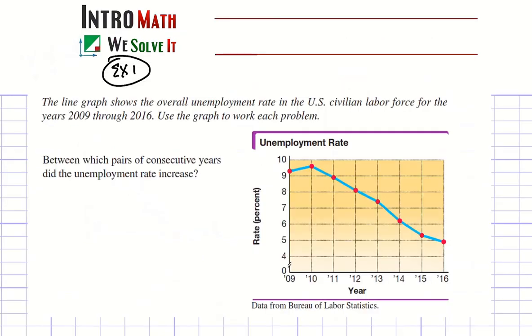Alright, here is our first problem. We'll have I think 4 of them, exactly with the same graph. It says the line graph shows the overall unemployment rate in the U.S. civilian labor force for the years 2009 through 2016. Use the graph to work each problem, okay? The first problem is that one. Our example 1 is the first problem. Between which pairs of consecutive years did the unemployment rate increase?